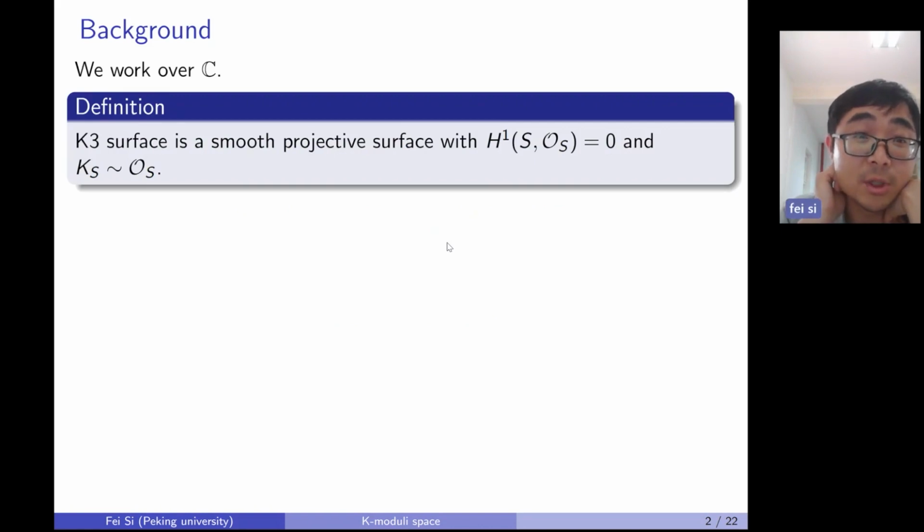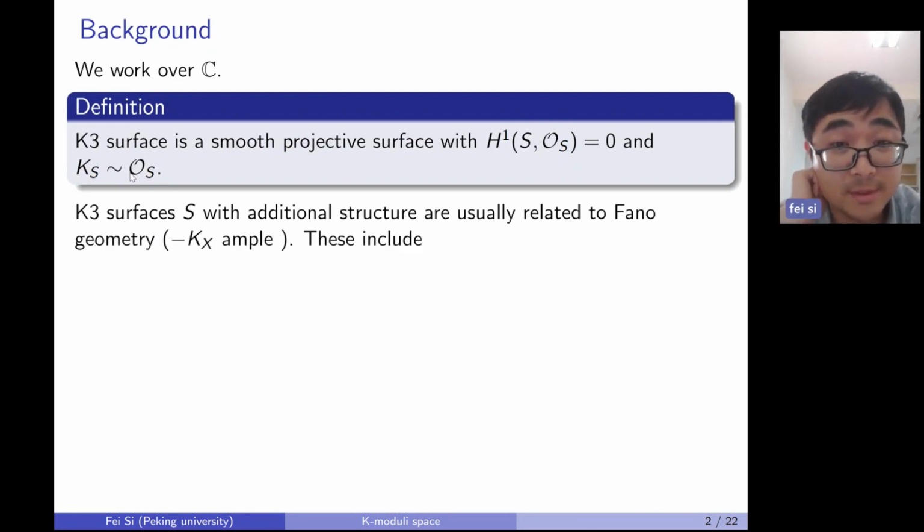In this talk, we work over the complex number field. A K3 surface is a projective surface with irregularity 0 and trivial canonical bundle. K3 surfaces with additional structures are usually related to some Fano geometries. In this talk, we will focus on two examples.